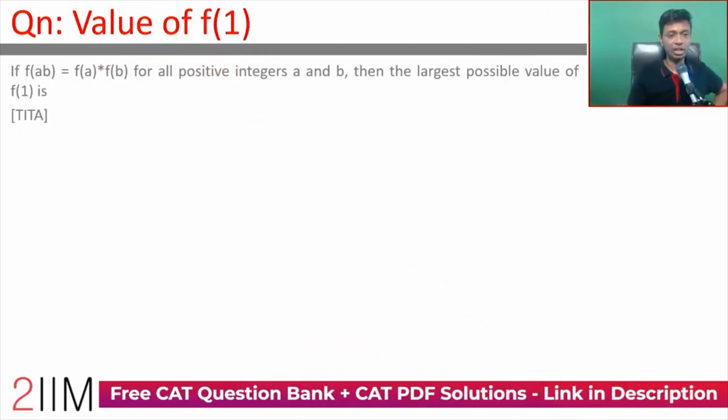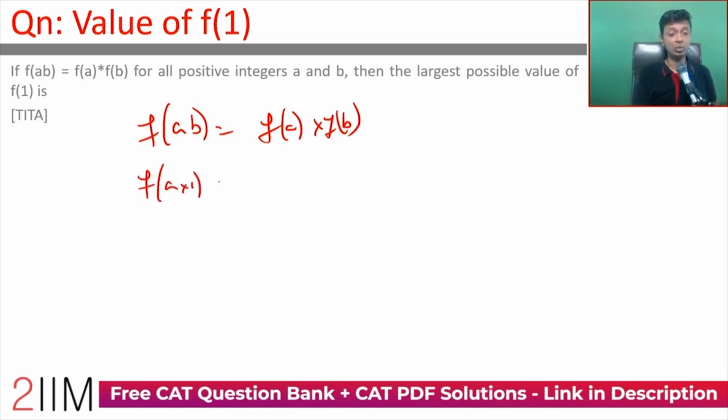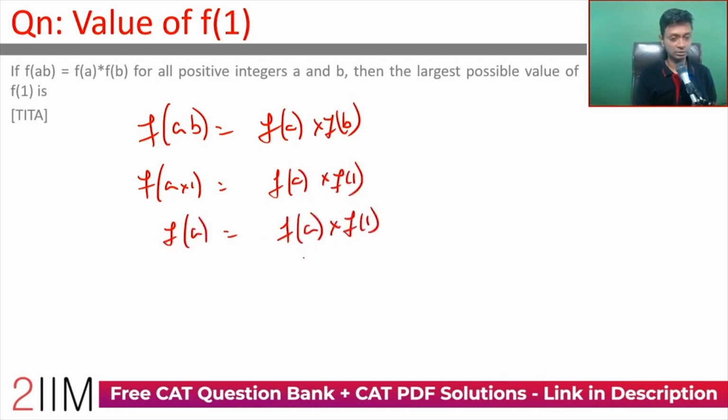F of A comma B is F of A into F of B for all positive integers A and B. Then the largest possible value of F of 1. See, F of A into B is F of A into F of B. I'm going to put B as 1. F of A into 1 is F of A into F of 1. Or F of A is F of A into F of 1. Or F of A into F of 1 minus 1 is 0.